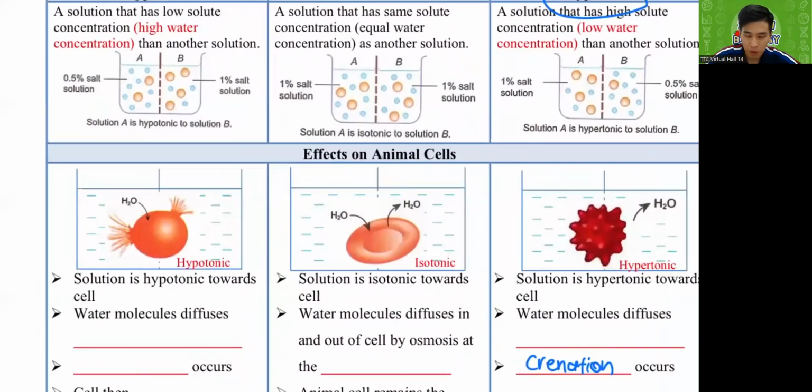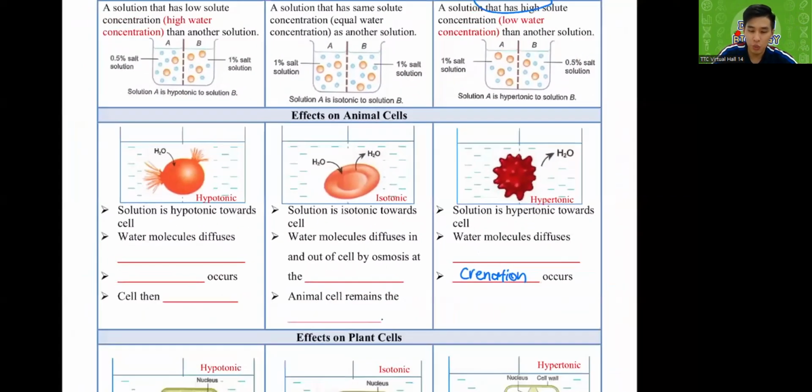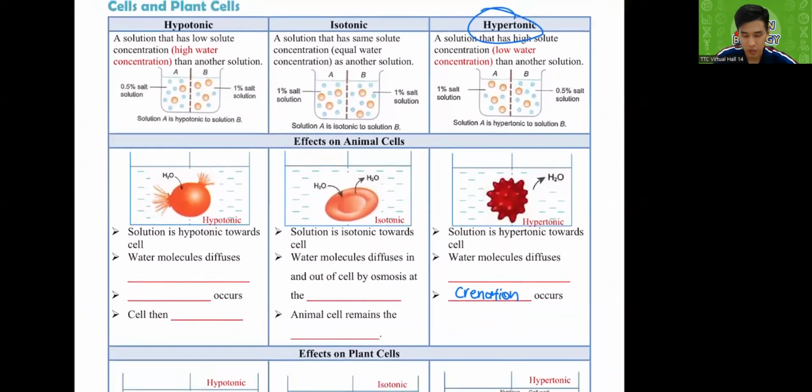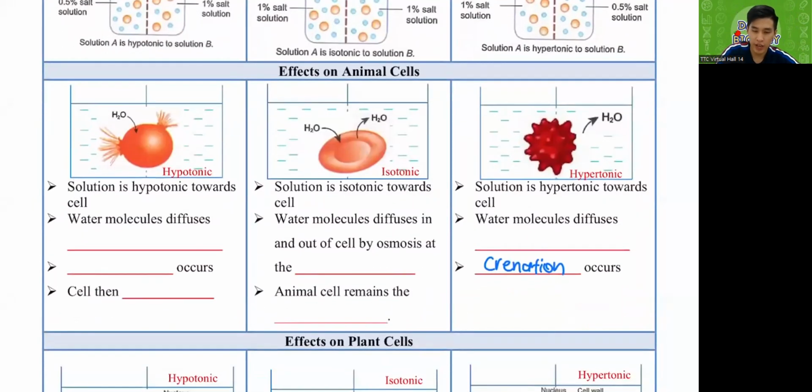But if outside I put hypotonic, water will come in. Correct? So hypotonic, cell expands, called, can you remember? Yes, lysis. Expand. Then usually it will rupture. It will burst because too much water already.